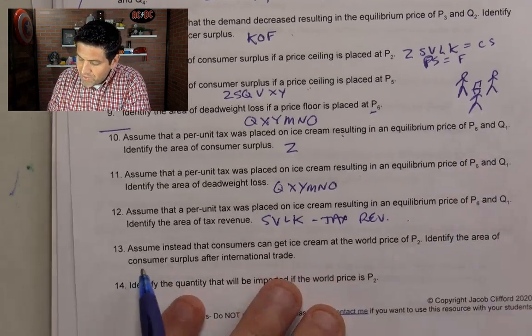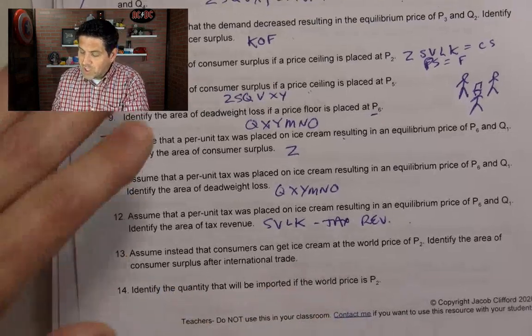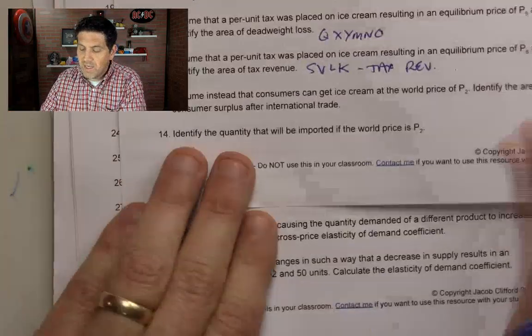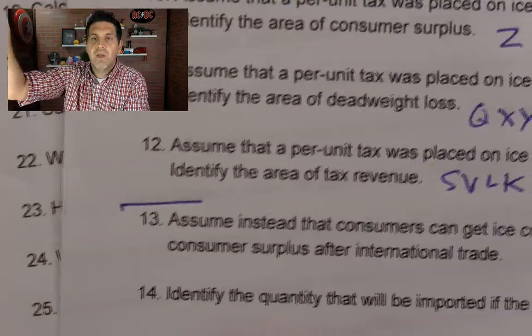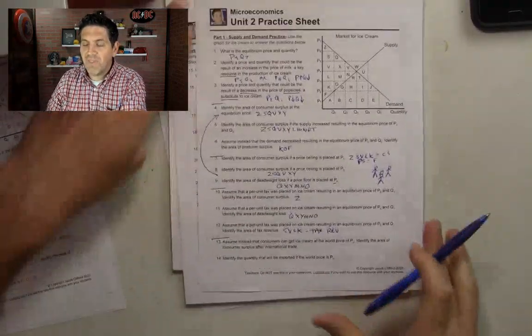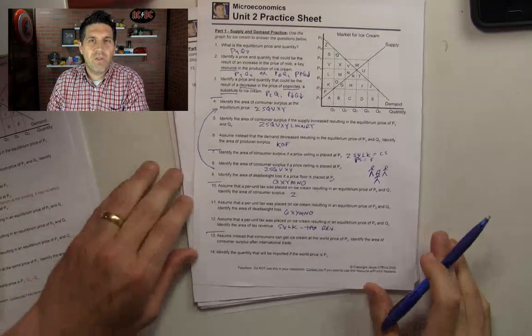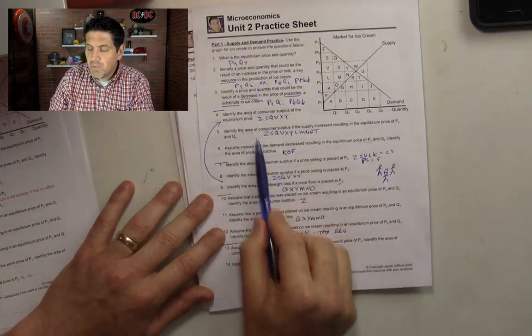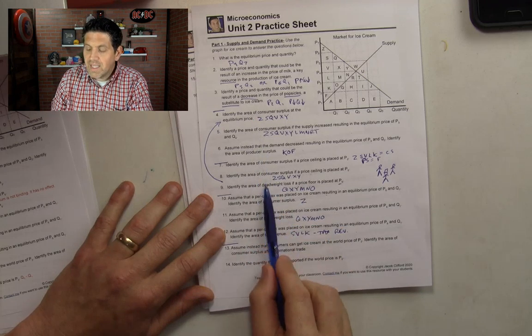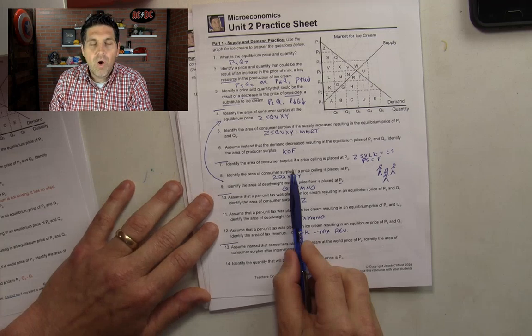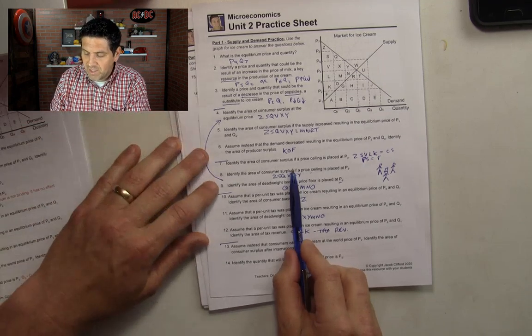All right, number 13. Assume instead. Okay, now we're switching gears again. Okay, recap, I love recaps. So you understand what I'm doing, there's a reason why I'm teaching it in the order that I am. Supply and demand shifting, consumer and producer surplus, ceilings and floors, including making sure you remember to always check if it's binding or not binding, a ceiling or floor.